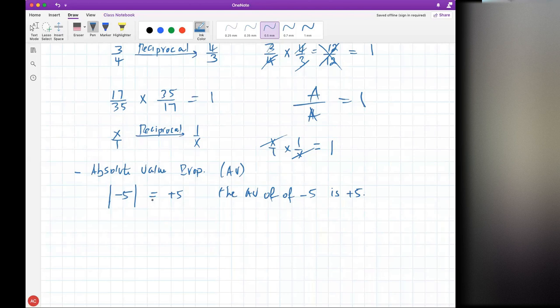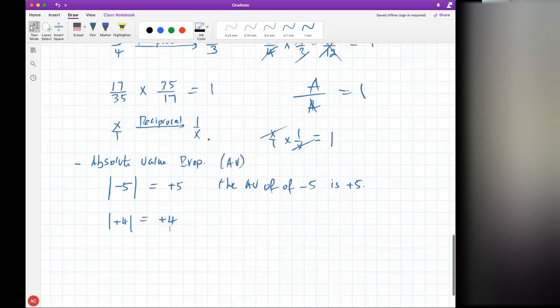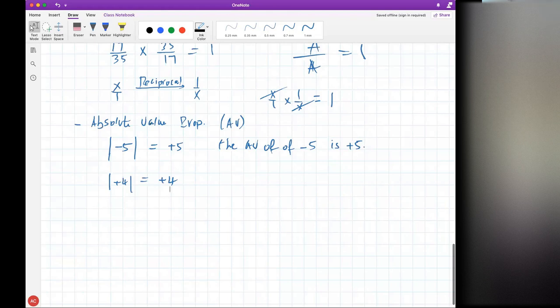Or sometimes it can be 0. If it's 0, it stays 0. So the absolute value of a negative number is a positive number. But if the number is already positive, for example 4, the absolute value of +4 stays +4. This does not flip the sign every time. It's not like the opposite. The opposite is what changes the sign from negative to positive, from positive to negative. The absolute value only changes the minus to a plus. But if it's plus, it stays plus. Okay, so keep that in mind.